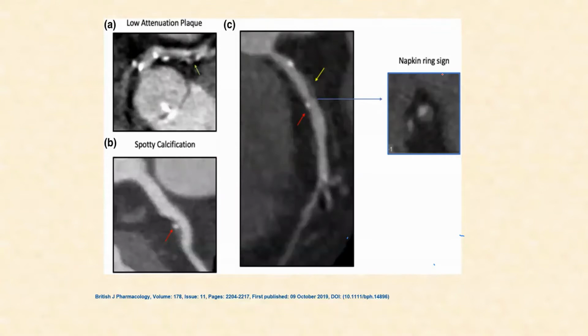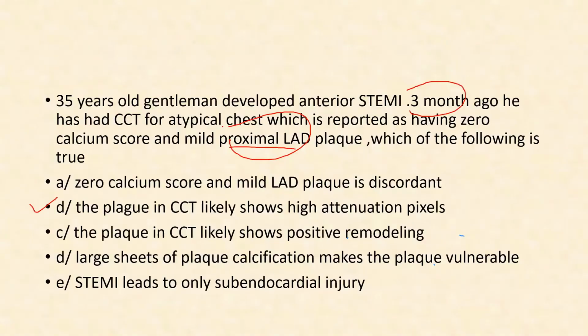So the signs of vulnerability of the plaque in cardiac CT are positive remodeling, low attenuation less than 30 Hounsfield units, spotty calcification, and napkin ring sign. And by spotty calcification, remember, because the question goes like this: when calcium is in large sheets, it stabilizes the plaque. When it is spotty, it makes it vulnerable. So if we go back here, we said this is completely wrong, so we are fine with this.